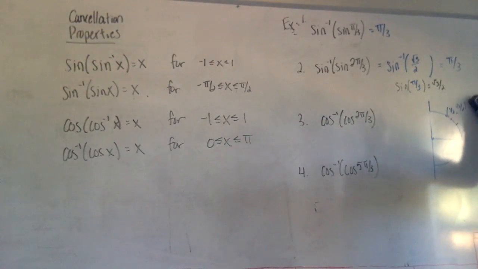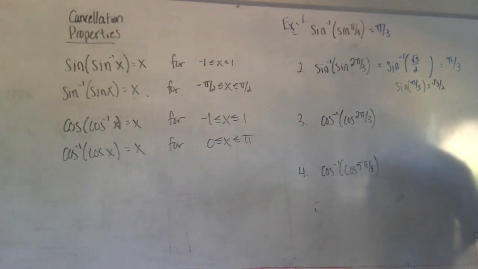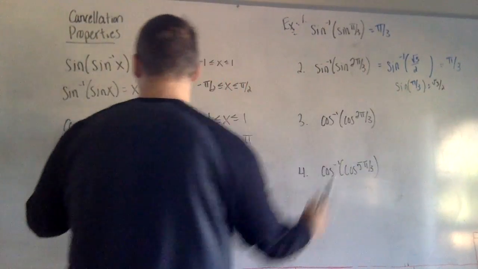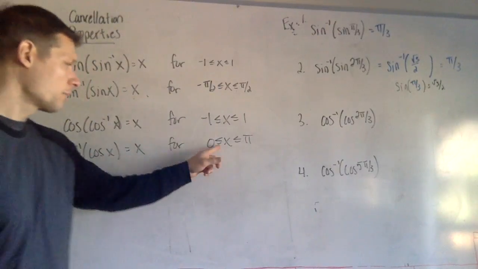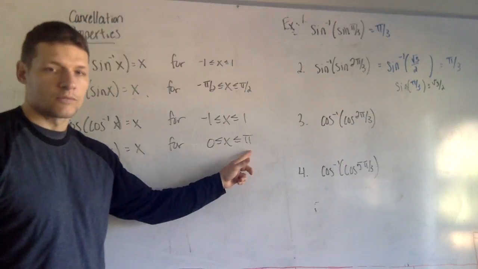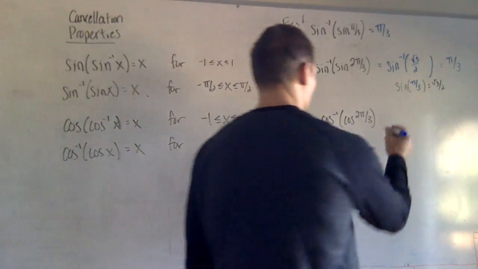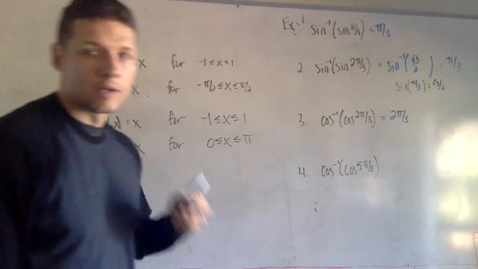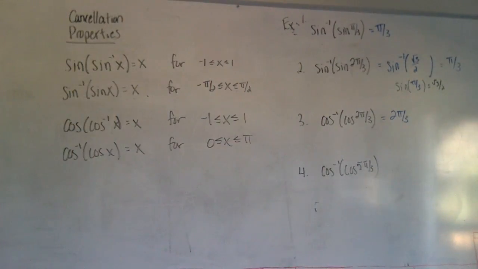Alright, so now let's go over to here. We're going to do cosine inverse of cosine of 2 pi over 3. Is 2 pi over 3 between 0 and pi? Yeah, 2/3 of pi is between 0 and 1 full pi. So we know that this answer is just going to be 2 pi over 3, right? End of story, done there. But now we have a different one.